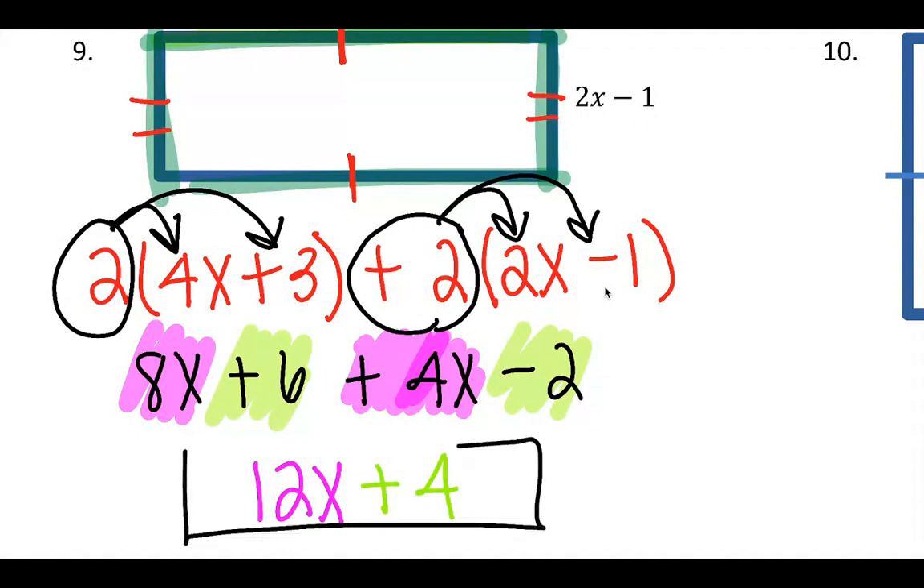And that would be the perimeter. And again, that's as simplified as I can get it. I can't combine the terms because they're not like. I've got an x and a no last name.